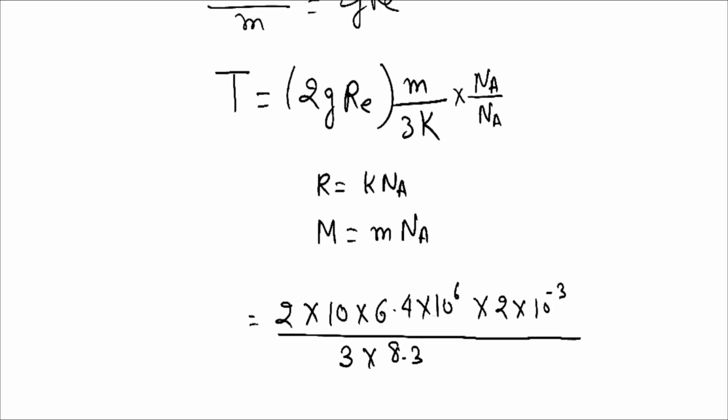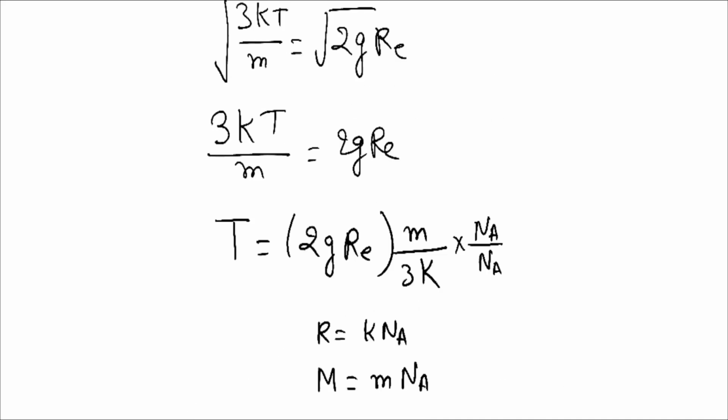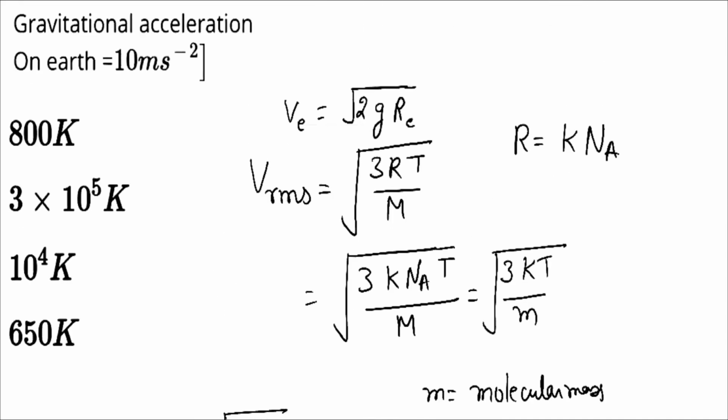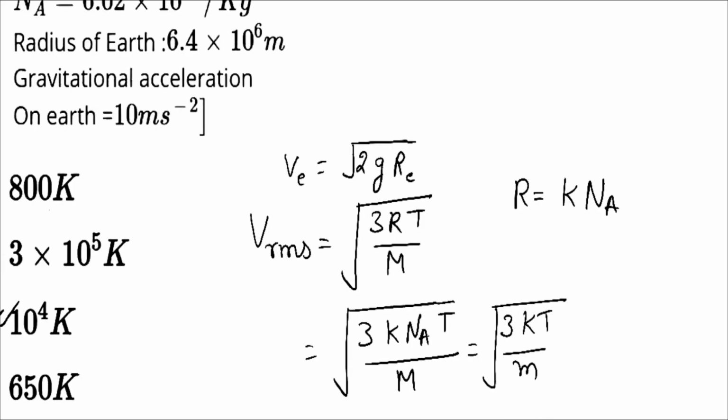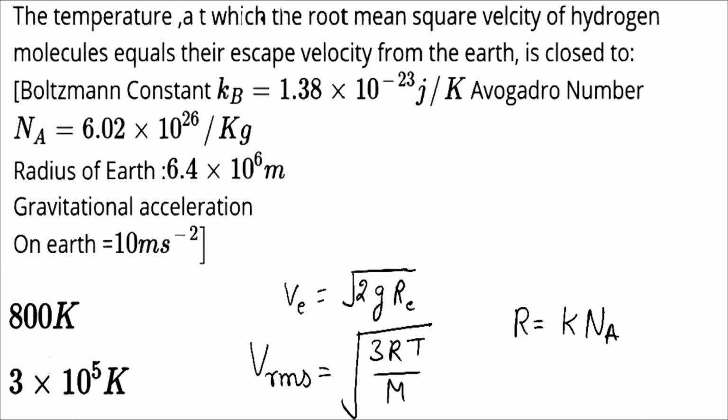So if you solve this, you will get 1.01 into 10 to the power 4 Kelvin as the answer. So this will be the temperature at which the root mean square velocity will be equal to the escape velocity from the earth. Now you could see the options. So option C is the correct one. 10 to the power 4 Kelvin will be the temperature at which this condition will be satisfied.